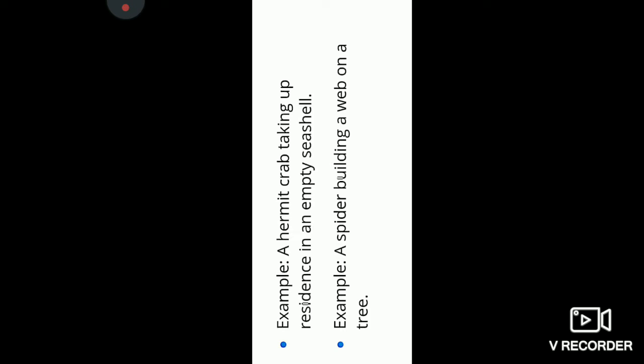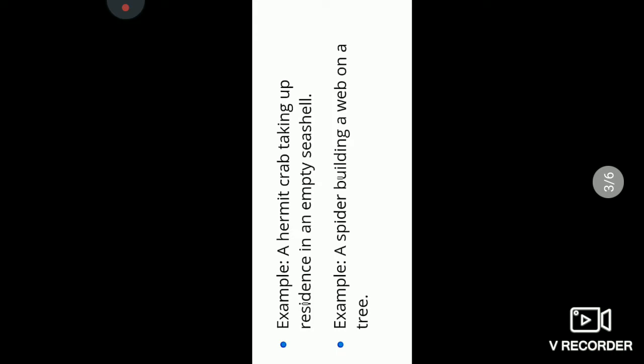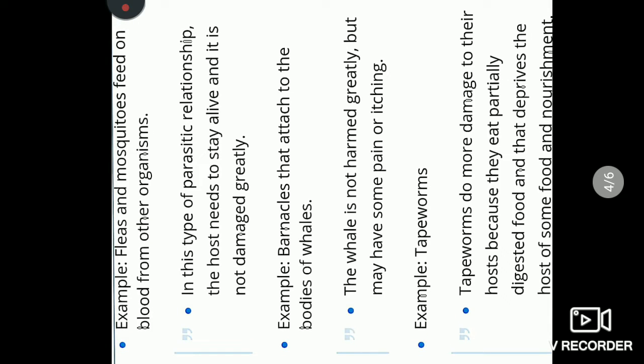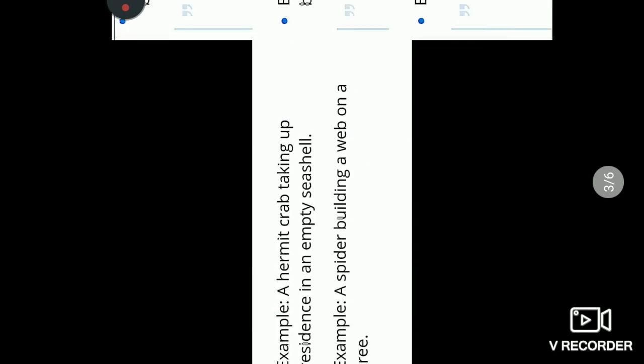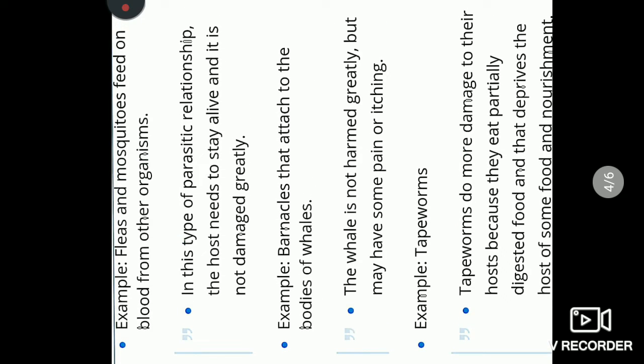Second example, a spider building a web on a tree. Spider मकड़ी क्या करती है, जाला बनाती है; it makes a spider web on the trees, on our houses. Understand? So they depend on our houses or trees. Second is parasitism. These are the examples.